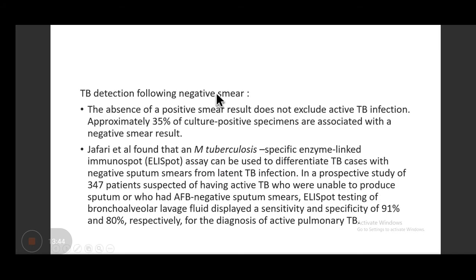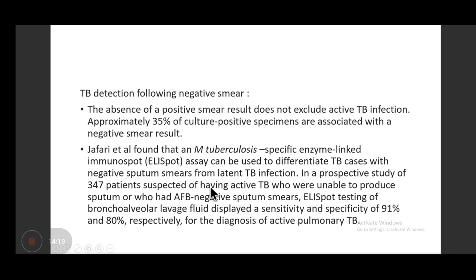TB detection following negative smear. In case the smear is negative, the absence of a positive smear result does not exclude active TB infection, as we studied earlier, that it's not very sensitive, right? Approximately 35% of culture positive specimens are associated with a negative smear result. In an article, it was found that an MTB specific ELISpot assay can be used to differentiate TB cases with negative sputum smears from latent TB infection.